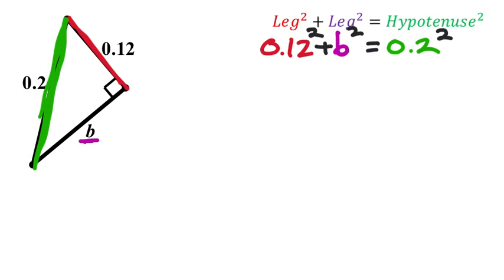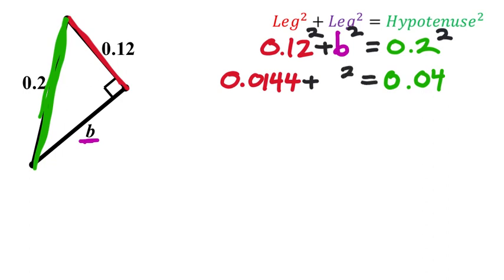All right, and all these values, even though they're decimals, I'm just going to put them into my calculator to solve for them. So 0.12 to the power of 2 in my calculator shows 0.0144. And 0.2 to the power of 2 is 0.04. Now everything else stayed the same. We still have b to the power of 2, needing to add to that 0.0144. But again, this is just an equation to solve.